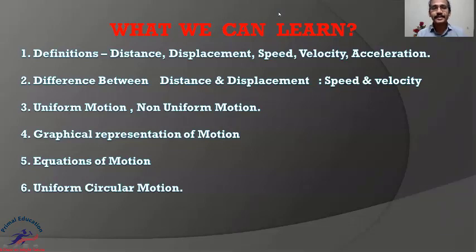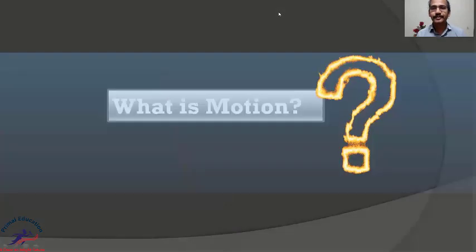In this chapter we will learn the definitions of distance, displacement, speed, velocity, acceleration, the difference between distance and displacement, speed and velocity, uniform motion, non-uniform motion, graphical representation of motion, equations of motion, and uniform circular motion.